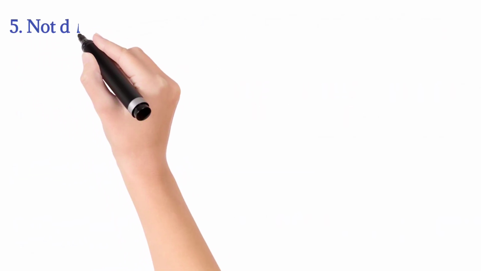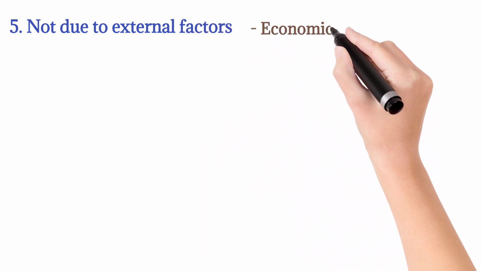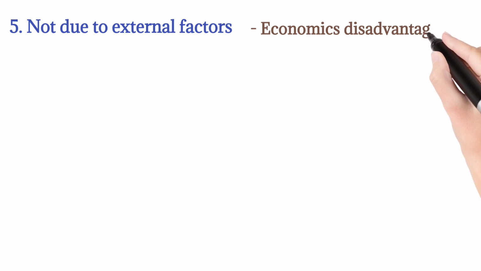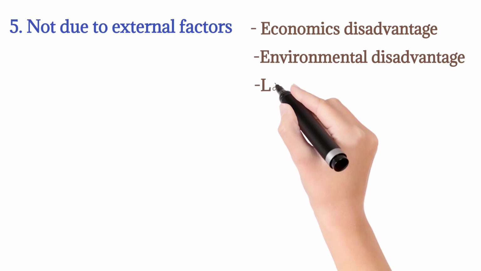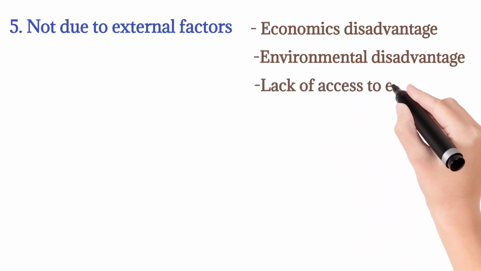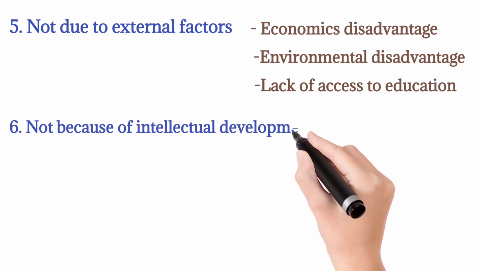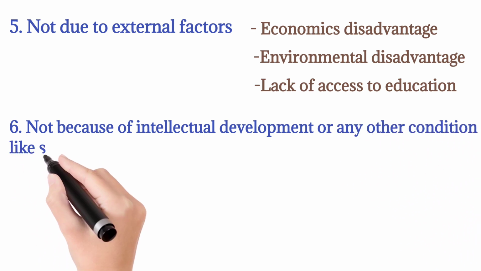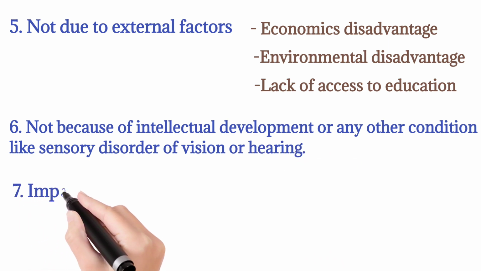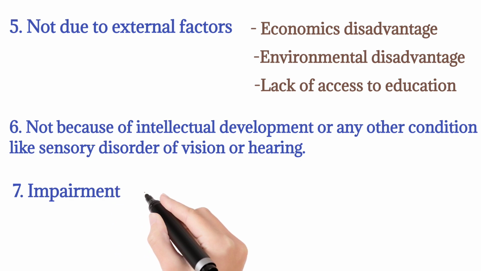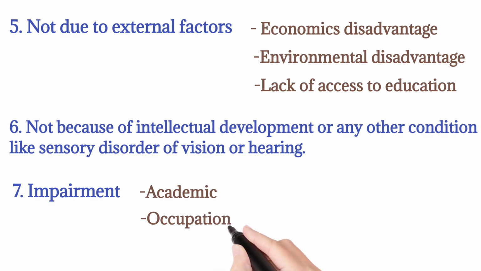The limitations are not attributable to external factors such as economic disadvantage, environmental disadvantage, or the lack of access to educational opportunities. The learning difficulties are not better accounted for by a disorder of intellectual development or by any other condition or a sensory disorder of vision and hearing. The learning difficulties result in significant impairment in the individual's academic, occupational or other important areas of functioning.